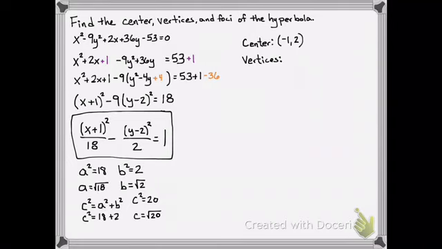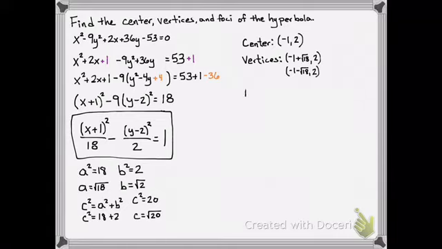The vertices are going to be a distance of a away from the center. So since my center is at (negative 1, 2), and it's a horizontal hyperbola because it starts with x, y has the negative sign, it's the x that I'm going to be changing. I'm going to add and subtract the square root of 18 to my center, just to the x value. So my one vertex will be (negative 1 plus the square root of 18, 2), and then the other vertex will be at (negative 1 minus the square root of 18, 2).